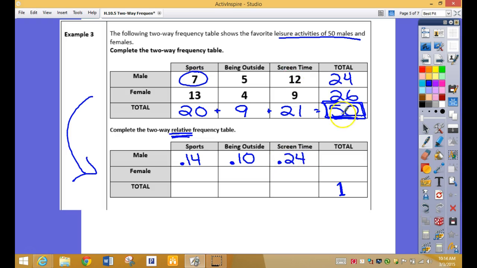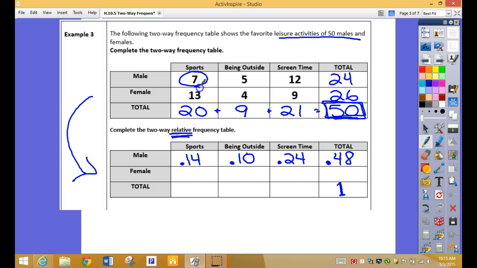Anybody notice what's going on here? Because it's out of 50 and out of 100, it's half. All right, so you take it times 2. So what do I get when I add these across? 0.14, 0.1, 0.24. What does that equal? Yep, 0.48.